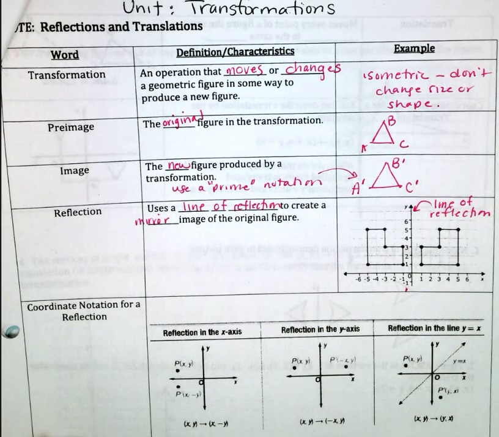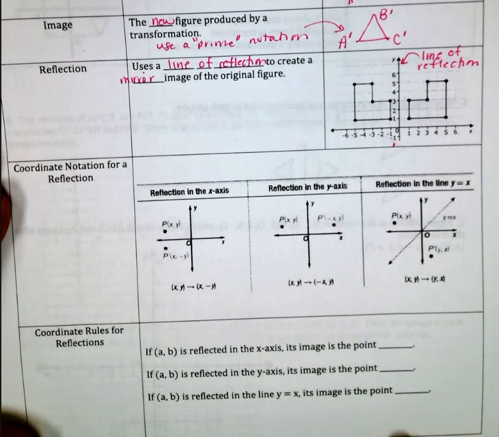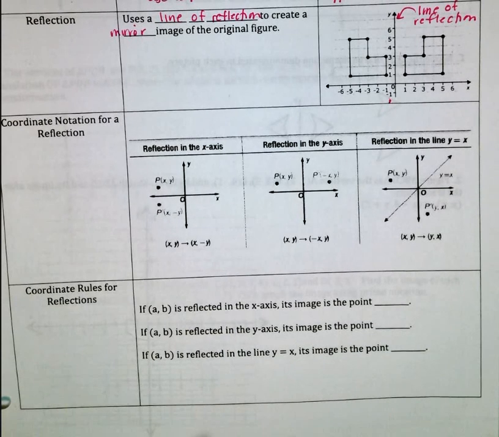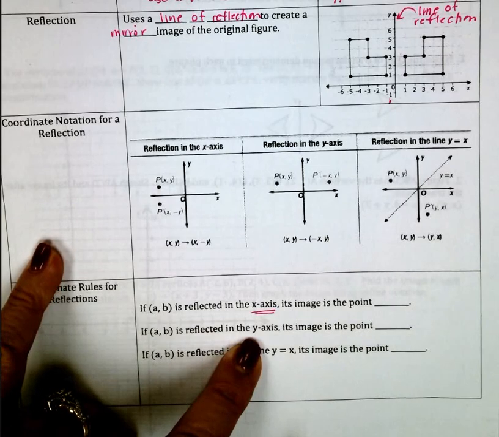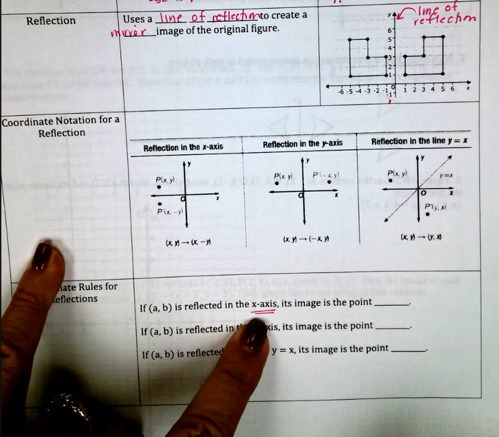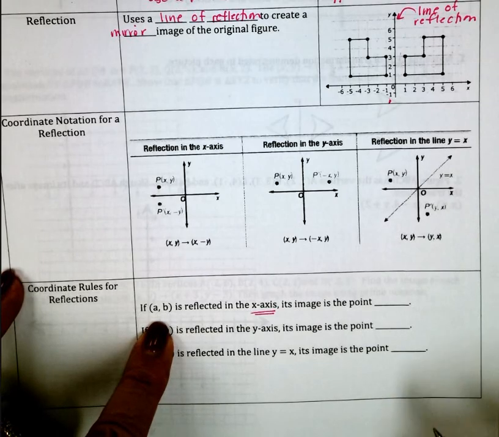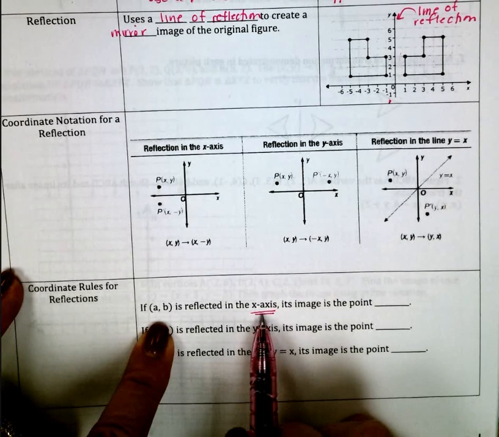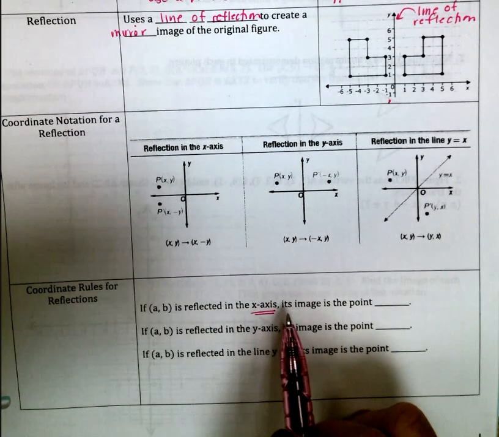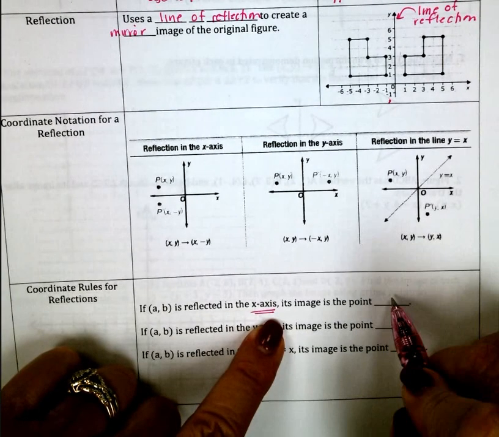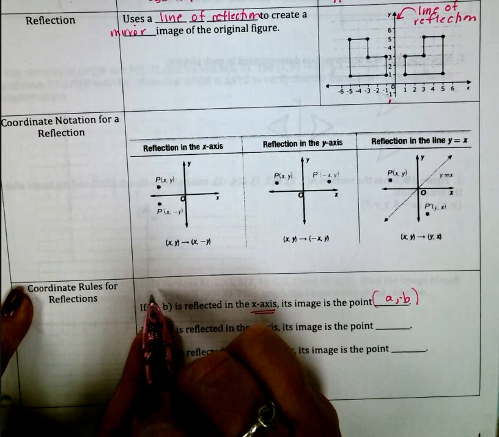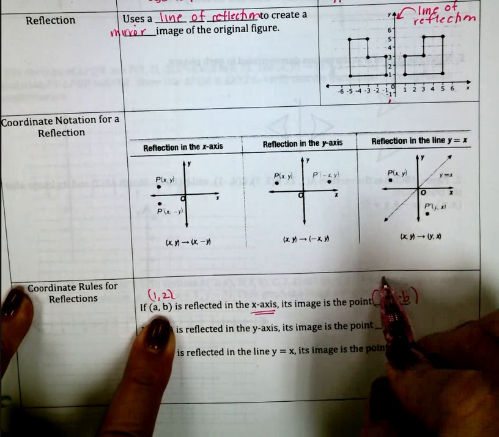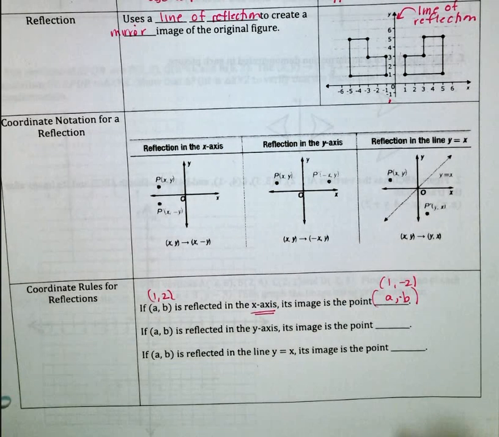So down here, when we talk about reflections and rules for reflections, when you're reflecting across the x-axis, that's not going to be all the time. It's almost easier to count to the line of symmetry. But if you have a point (a, b) and you're reflecting across the x-axis, that's that horizontal reflection, so the only one that changes is your b. It's going to be the opposite. So if this is 1, 2, this would be 1, negative 2. That's what it means by negative b.